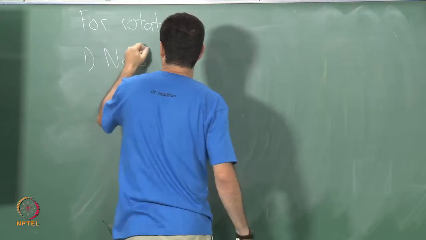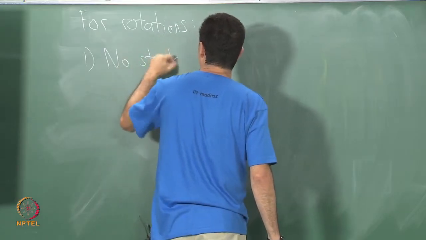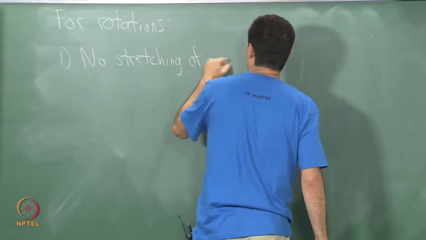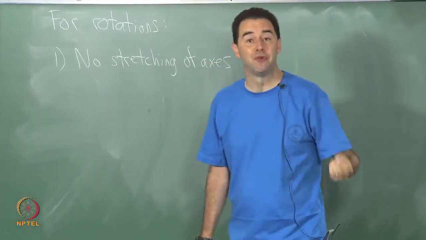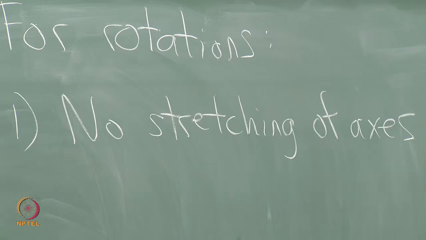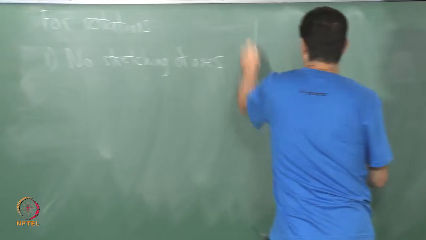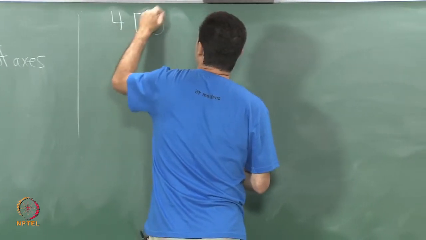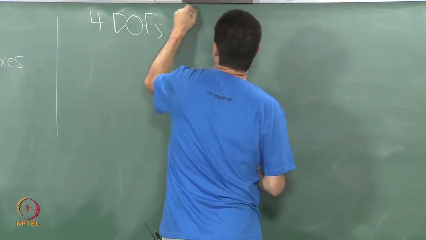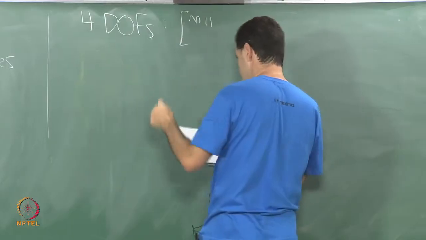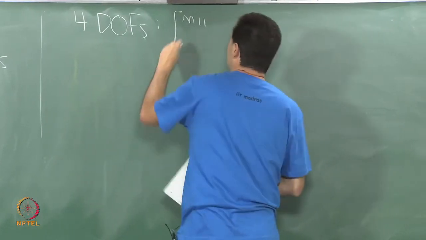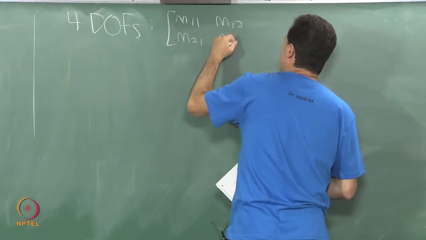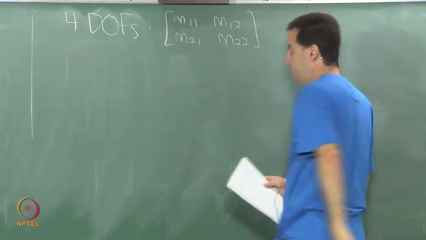I think it's very informal, no stretching of axes. In other words, I want to preserve scale. So let's start off. We have 4 degrees of freedom in this matrix, M11, M21, M12, M22, right? We have 4 degrees of freedom in that.